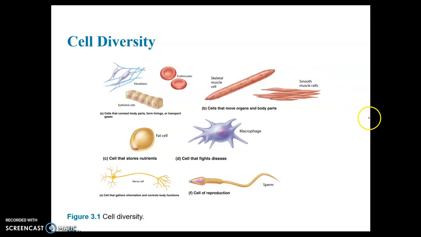And then we have smooth muscle cells and skeletal muscle cells, macrophages, which are very large white blood cells. You can tell down at the bottom, I'm sure you recognize the sperm because of its long flagella, its long tail. And a nerve cell is going to have lots of extensions and branches. A fat cell is going to be filled with fat.